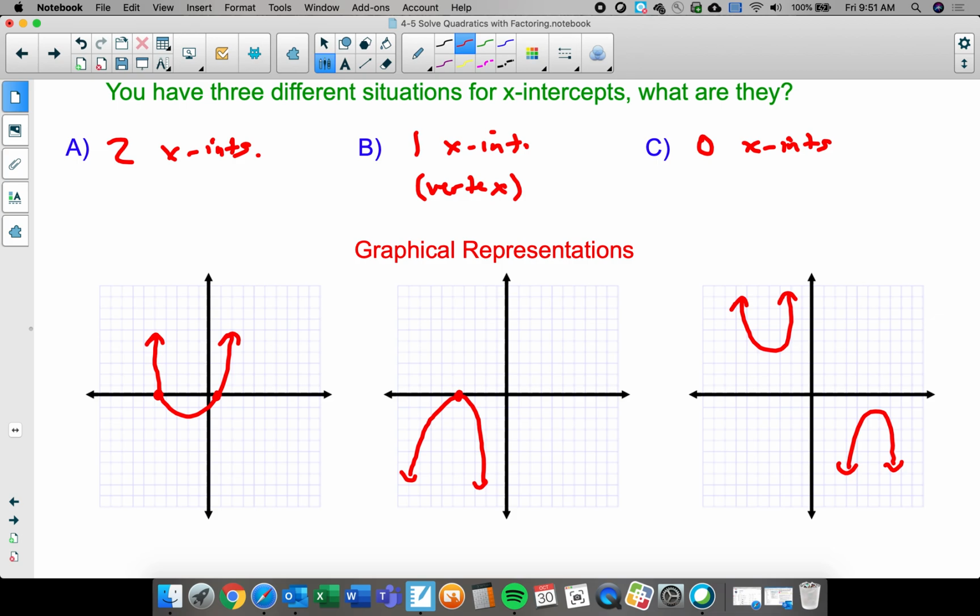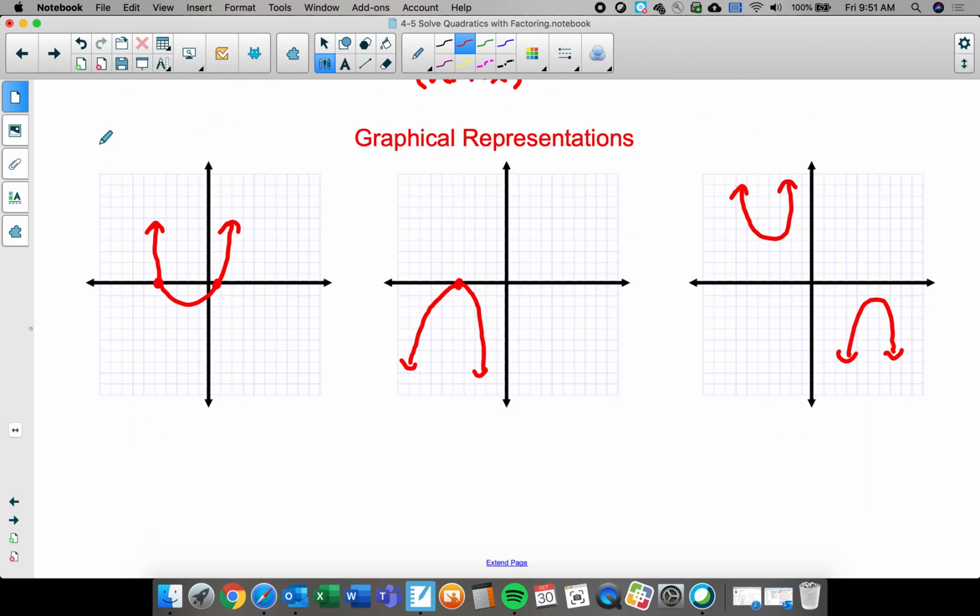And like we talked about earlier in the lesson, if you were trying to factor that, these would definitely be ones that were prime, not factorable. So those are the three things that could happen when we're talking about x-intercepts and graphing and what that all means as we put everything together, the equation with the graph.